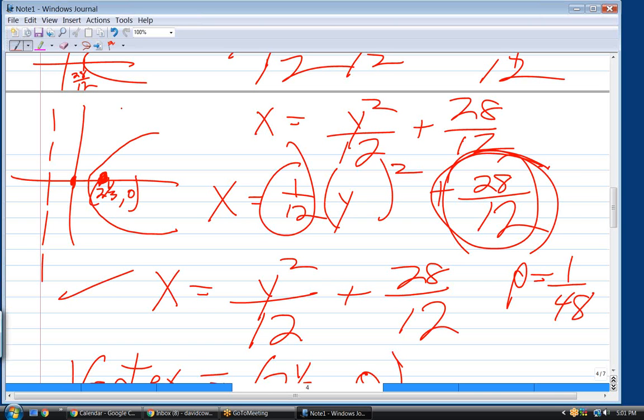Oh, okay. So it seems to me like the equation of the directrix is 2 16/48 minus 1/48, so 2 15/48. That is the equation of the directrix, which actually puts it right there.